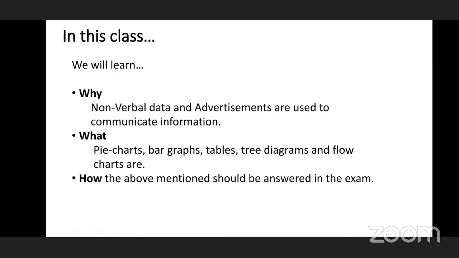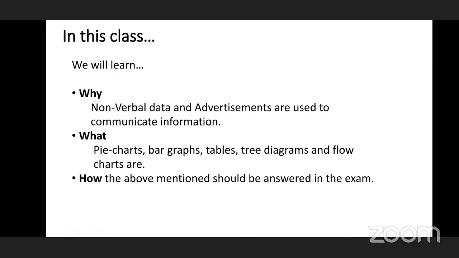The next one is what pie charts, bar graphs, tables, tree diagrams, and flow charts are. The basic meaning of pie charts, bar graphs, tables, tree diagrams, and flow charts is discussed here. And the last one is how pie charts, bar graphs, tables, tree diagrams, and flow charts should be answered in the exam. The last one is completely from the exam point of view, whereas the first and second are least in regard to the exams.